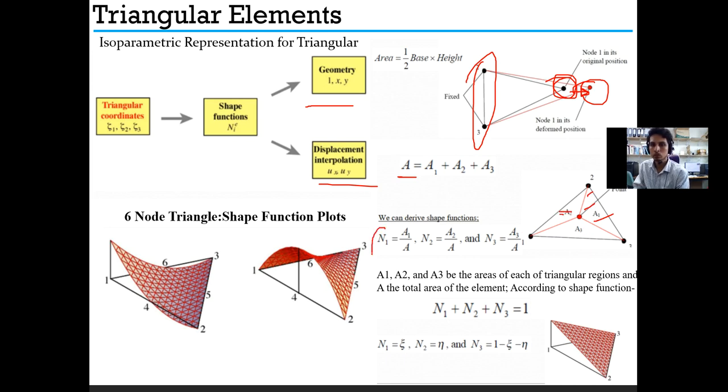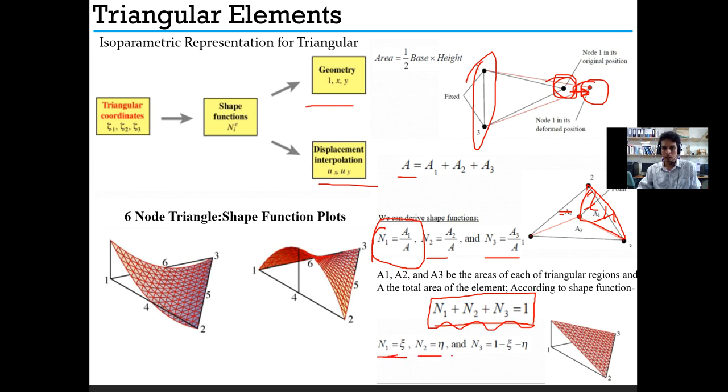For defining the nodes, it's easy, because N1 is just A1 by A. You have to divide the particular area by the total area, and you will get N1. This is N2 and N3. So think about the Kronecker formula: according to that shape function, the total summation of the nodes is regarded as 1. So if N1 is zeta, N2 is eta, N3 will be 1 minus zeta minus eta, and they are the 6 nodes of the triangle, with their function plots.